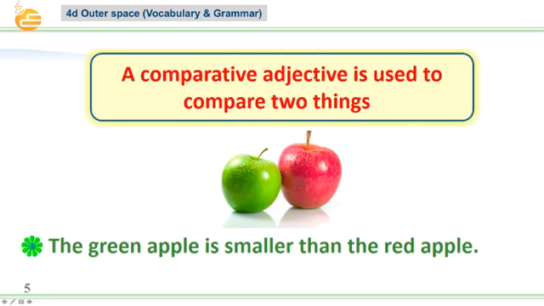Okay, a comparative adjective is used to compare two things. As we say, the green apple is smaller than the red one. So we have two things we want to compare. So we say the green apple is smaller than the red apple; we use the comparative adjective. Okay?